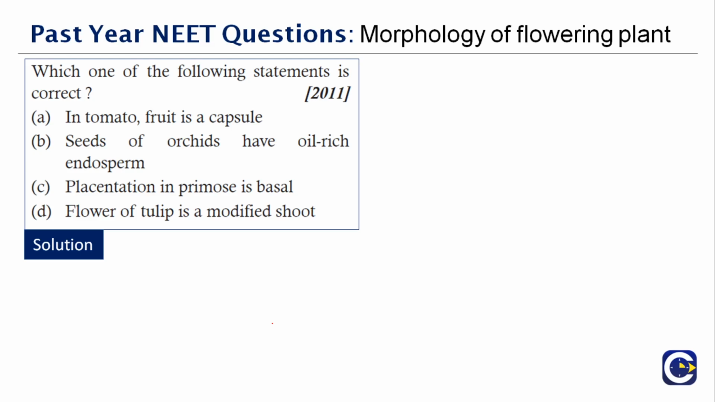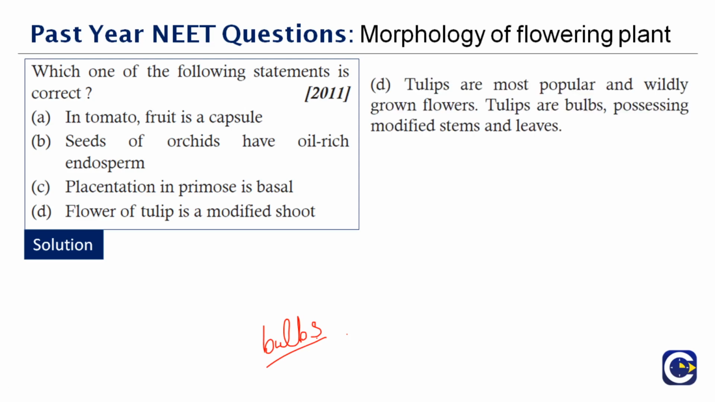Flower of tulip is a modified shoot. Yes. Tulip, if you know, is one of the most popular and widely grown flowers all over the world, and their appearance will be in the form of bulbs, right? You must have seen. So the flower of tulip is actually a modified shoot. Therefore, the correct statement out of the 4 is option D.